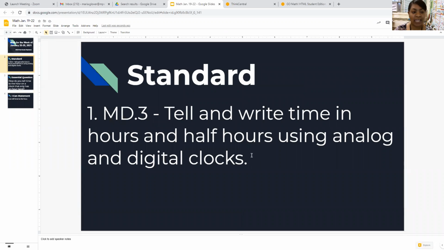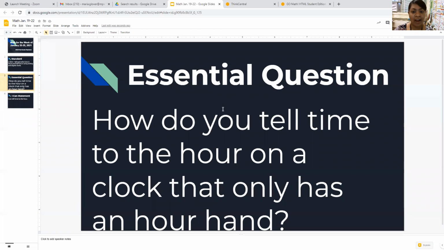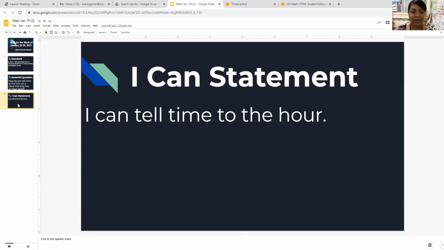Our standard is 1MD3, tell and write time in hours and half hours using analog and digital clocks. Our essential question is, how do you tell time to the hour on a clock that only has an hour hand? And our I can statement for today is, I can tell time to the hour.